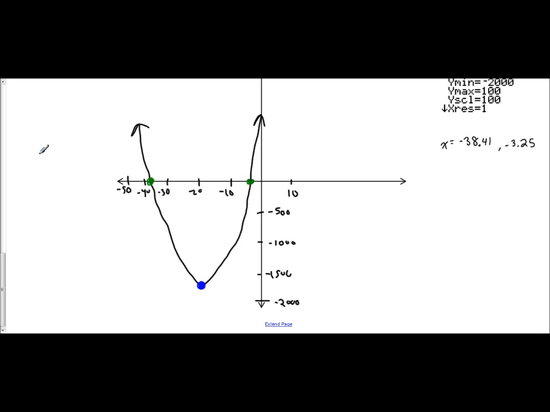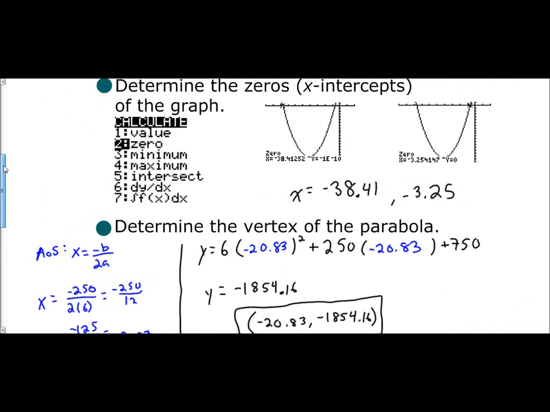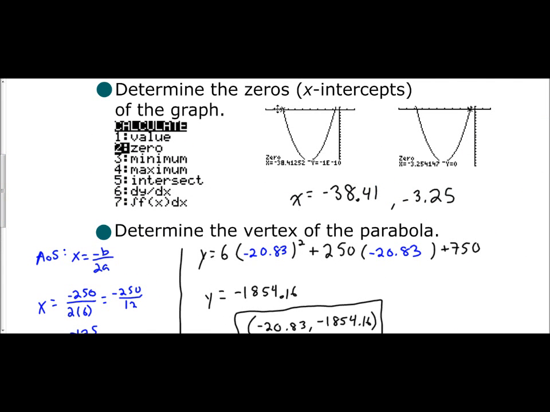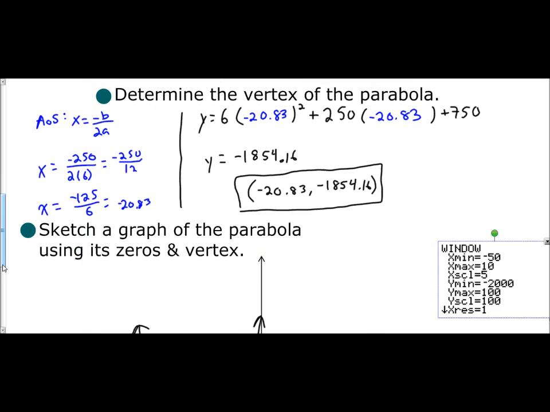So for this, when we're going through, we have to use our window scale on our calculator to assist us. We learn to find the zeros. You have to do a left bound, right bound for the graph, just like how you found the max and min previously. Find the vertex by doing the axis of symmetry, and then plug it in to get the coordinate of the vertex.